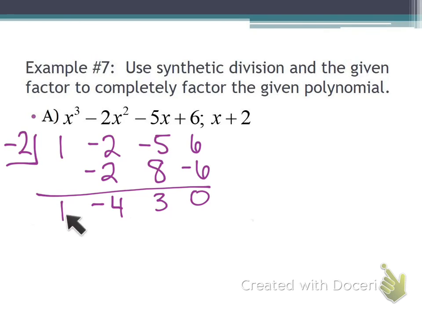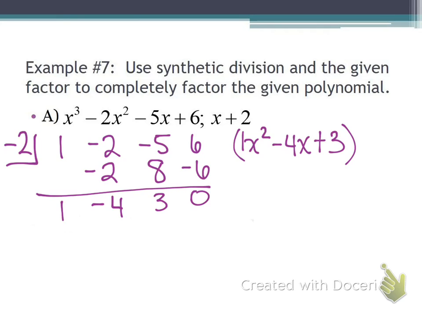So then we are going to use these as our new coefficients. What's our new polynomial? 1x squared minus 4x plus 3 with the remainder of 0. Okay, with a remainder of 0. So we're not going to write the remainder of 0. We're just going to take this polynomial.